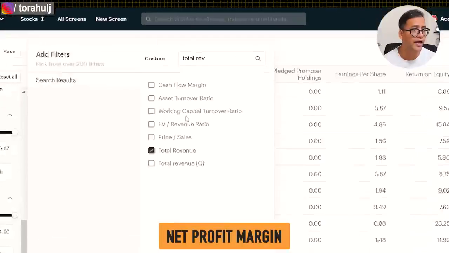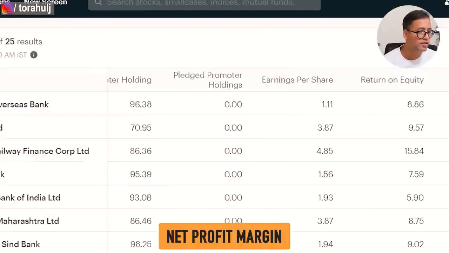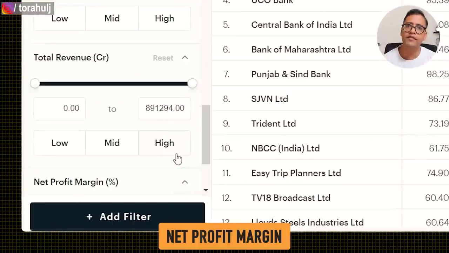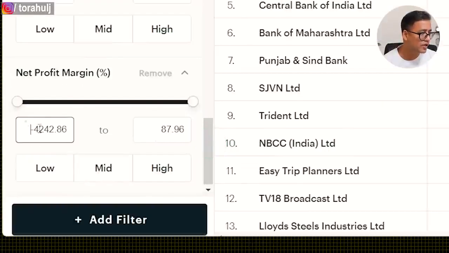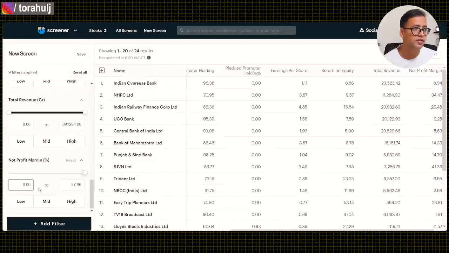So let us go ahead and add net profit margin here. So this is net profit margin. And again, with the same principle, we are going to use those stocks that have generated positive net profit margin at least in the last financial year, so that we can weed out the kachra stocks from our list. So let us add that here. We are going to say any stocks that have generated positive net profit margin is what we want.